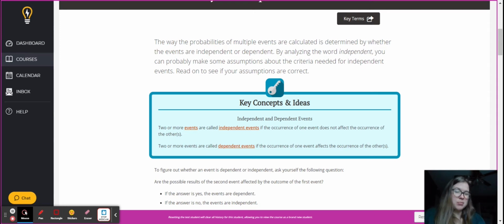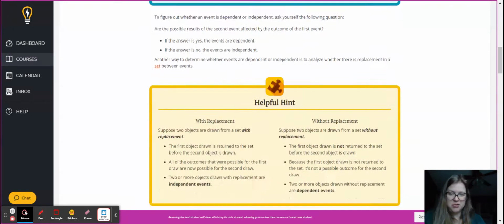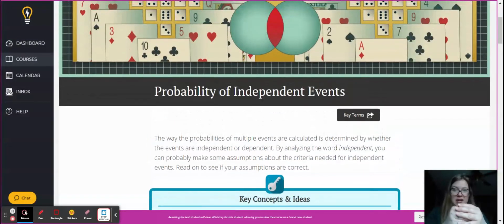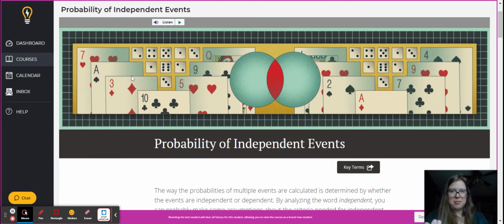For example, if we talked about a deck of cards, since we have these cards up here, what is the probability of drawing this very card right here, that 3 of diamonds? Well, there's 1 out of 52 cards. So there's a 1 out of 52 chance of drawing the 3 of diamonds. That is an independent event.